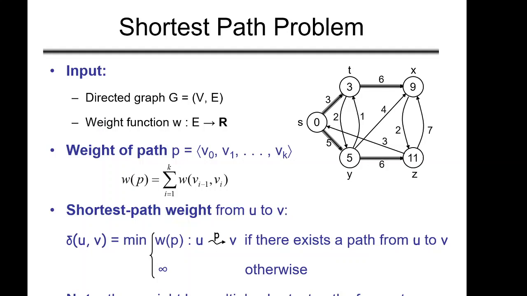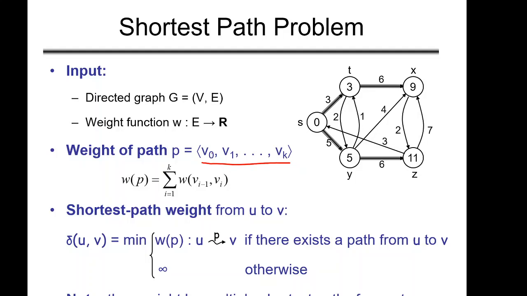So in the shortest path problem we are given a weighted directed graph, that is G, and there is a weight function W which maps edges to real values. Now what is our goal? Our goal is to find the shortest path from U to V. So what is the weight of the path? Suppose there is a path P from V0 to Vk. What is the weight of that path? It is the sum of weights of all the edges between these nodes.